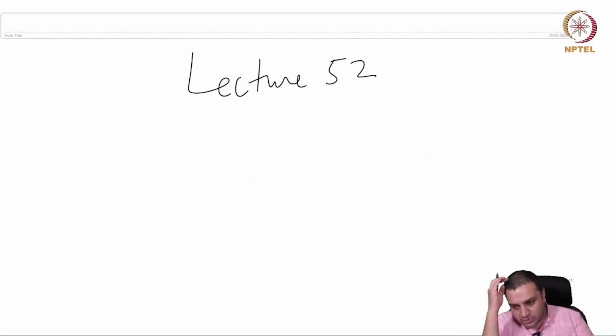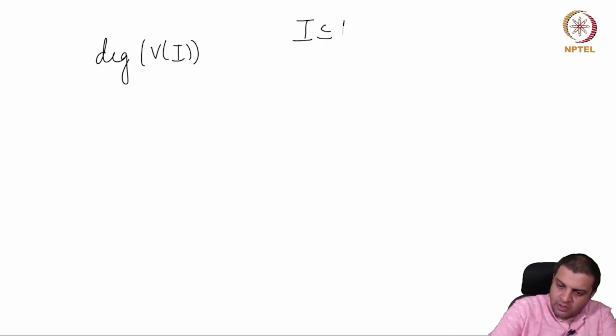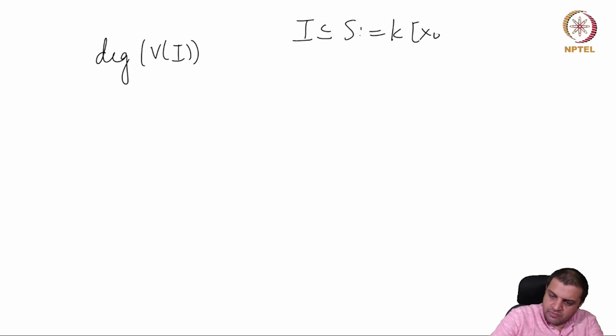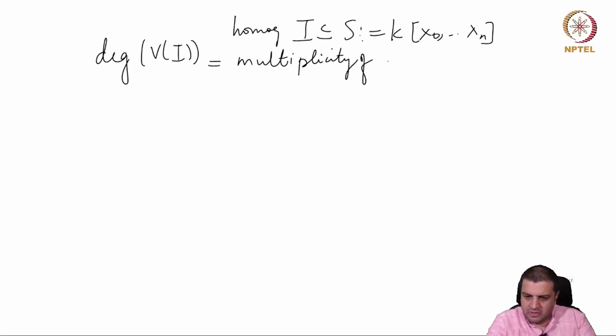So now this is lecture 52 and we are continuing with our discussion about degree. Recall that for I a homogeneous ideal in a polynomial ring S in n plus 1 variables, the degree of V of I we defined to be the multiplicity of S mod I.